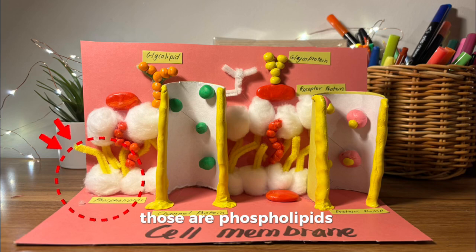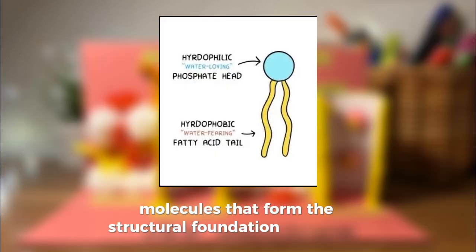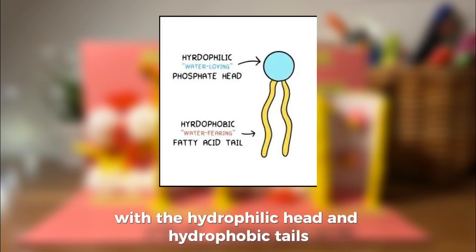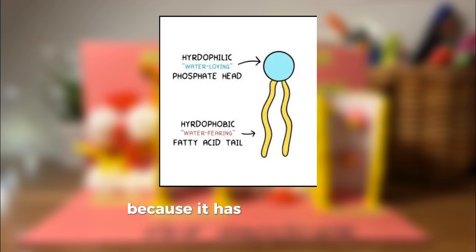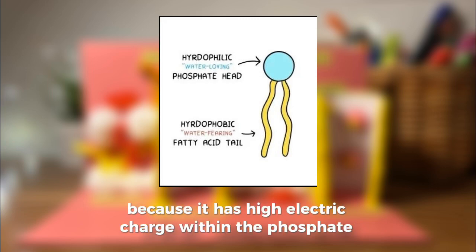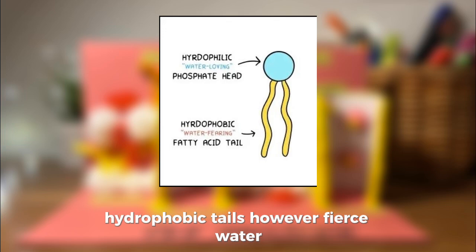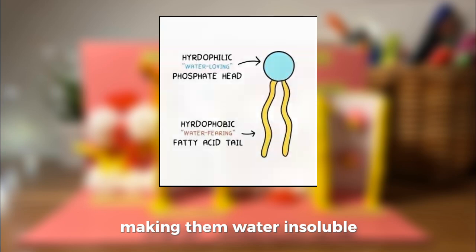Those are phospholipids. Phospholipids are lipid molecules that form the structural foundation of the cell membrane, with a hydrophilic head and hydrophobic tails. The hydrophilic head loves water because it has a high electric charge within the phosphate group. Therefore, it is a polar head. Hydrophobic tails, however, fear water. Hydrophobic tails contain fatty acids and are nonpolar, making them water insoluble.